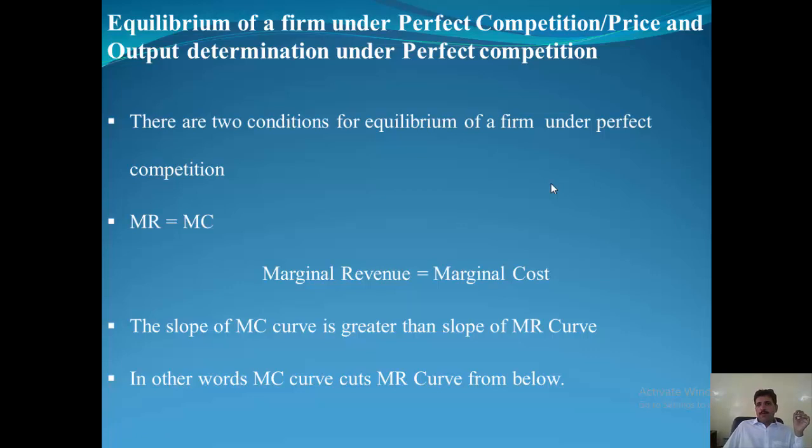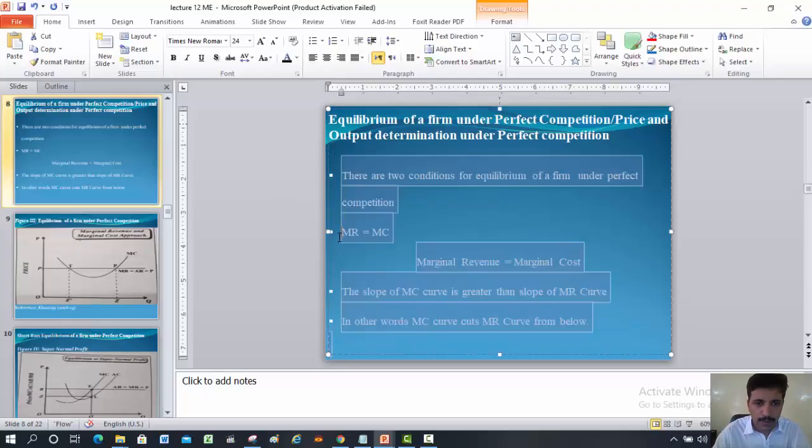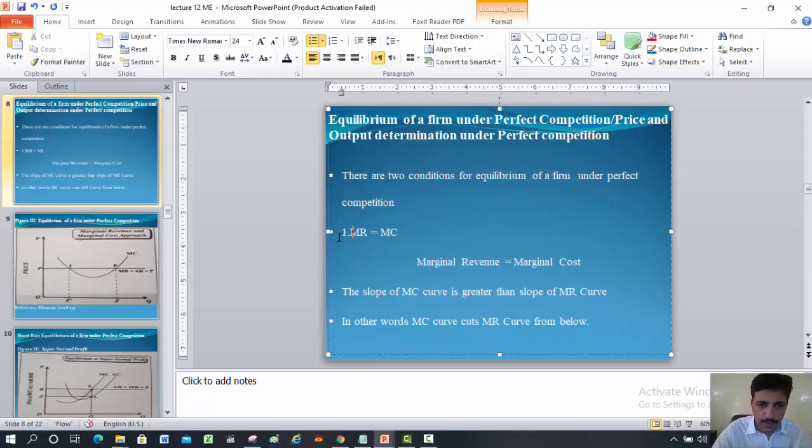For the equilibrium of a firm, there are 2 conditions under perfect competition. A firm will be in equilibrium if the 2 conditions are met. The first condition is that the marginal revenue should be equal to the marginal cost. MR is equal to MC, marginal revenue is equal to marginal cost. This is condition number 1.